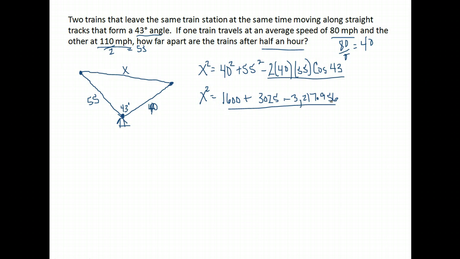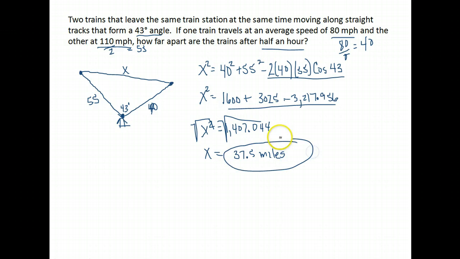Combine these. So we have 1,600 plus 3,025 minus 3,217.956, which leaves me with x squared equals 1,407.044. To finish, we're going to take the square root of both sides. We would only want the positive square root because they can't be a negative distance apart. And when we do, we get about 37.5 miles. So the distance between these two trains after a half an hour would be 37.5 miles.